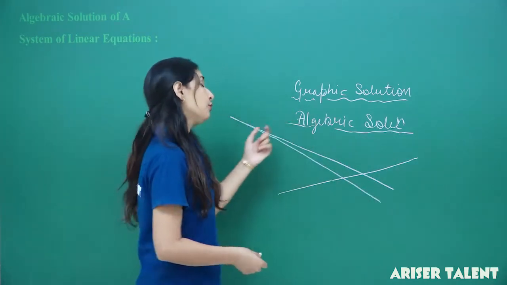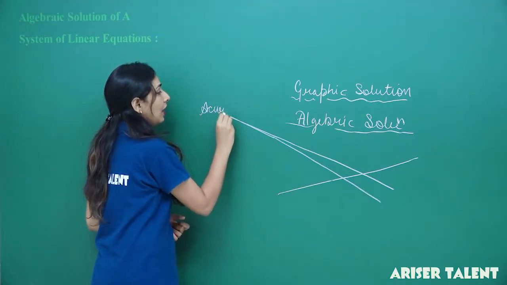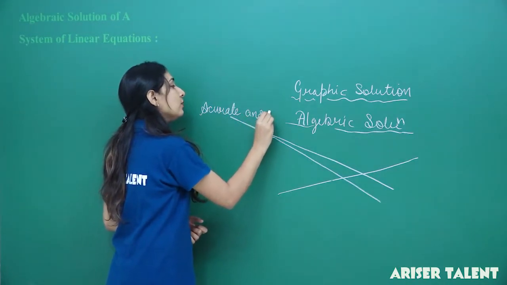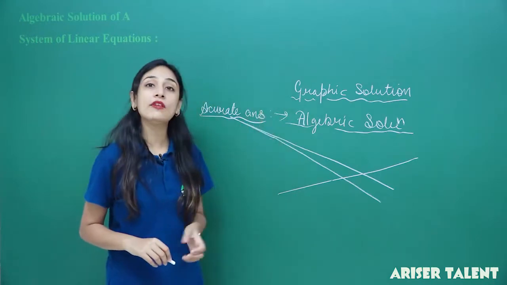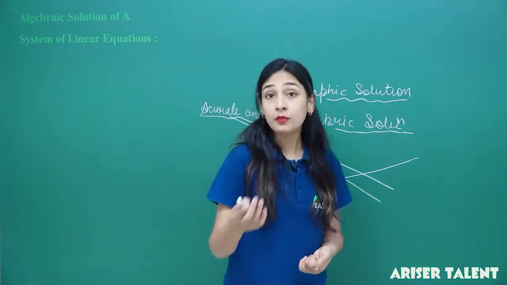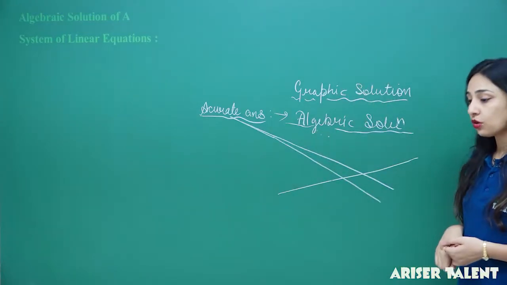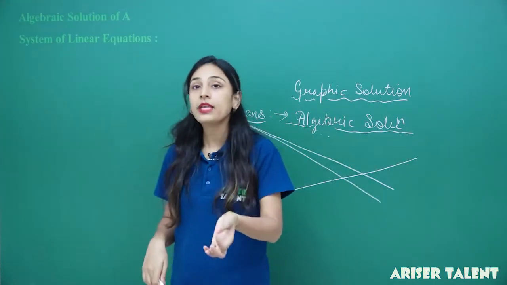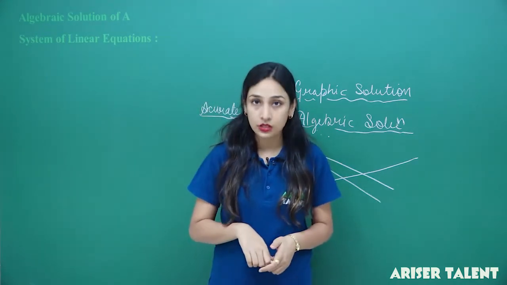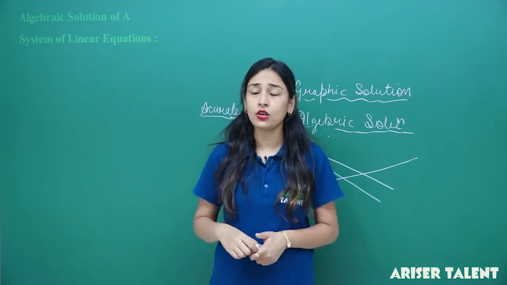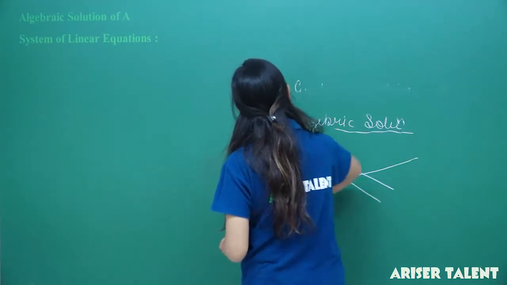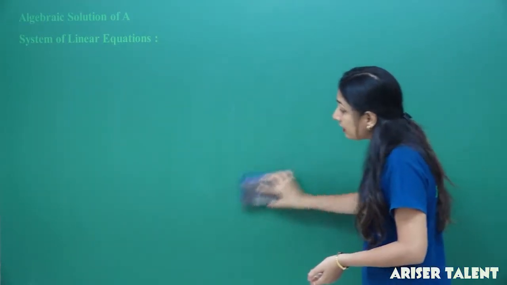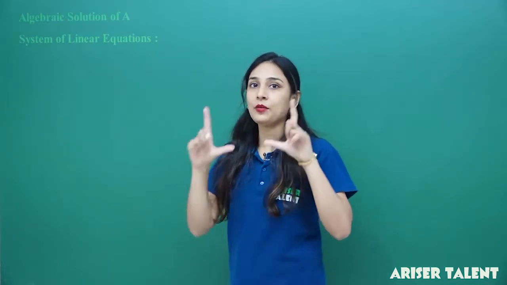Okay, so for accurate answers, you will go for algebraic solution. Now, we were having some methods for graphic solution. Definitely, we will be having some methods for algebraic solution also. We will be discussing these three methods of algebraic solution, students, in our coming minutes. Okay, so talking about the algebraic solution, I have told you this is for accurate solution, right. So accurate solution will be given by algebraic solution. This is why this came into the picture, right.